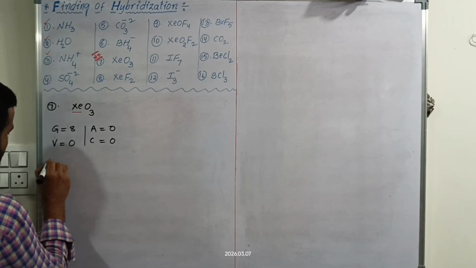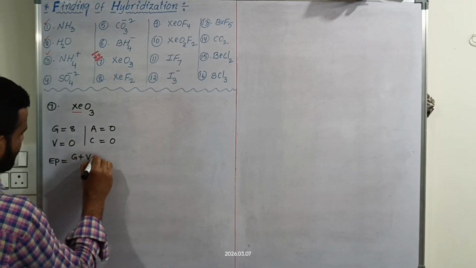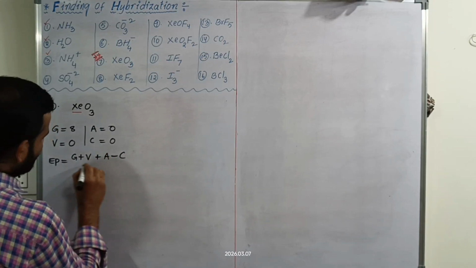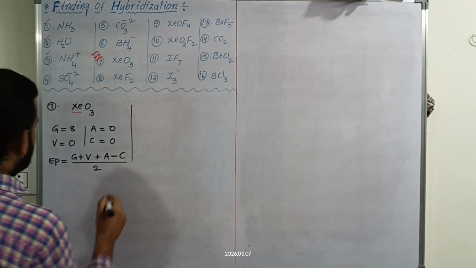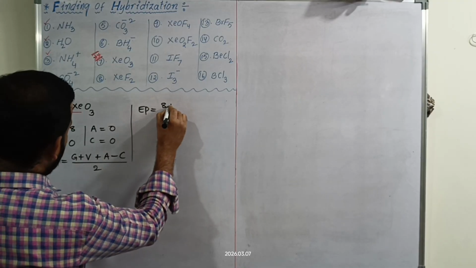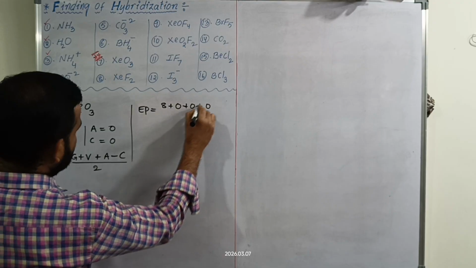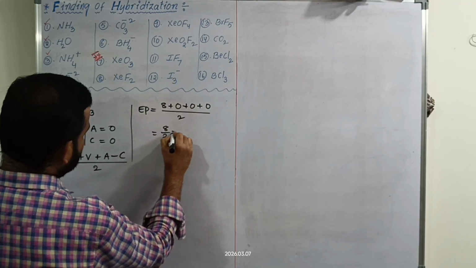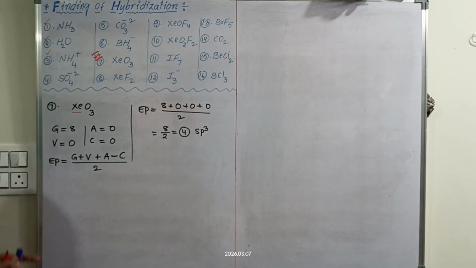Okay. So then number of electron pairs EP is equal to group number plus number of monovalent atoms plus magnitude of anion minus magnitude of cation, divided by 2. It is the formula we already discussed in the last 2 classes. So then EP is equal to G means 8, V means 0, A means 0 and C also 0, divided by 2. So then here 8 by 2. So that is 4. 4 means its hybridization is sp3.